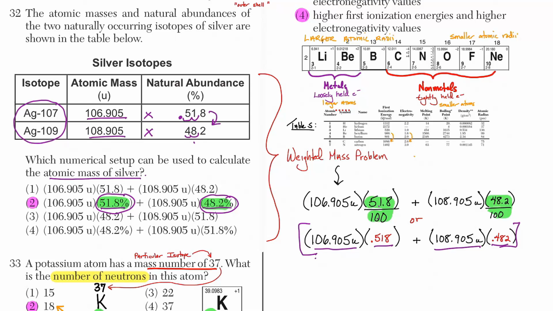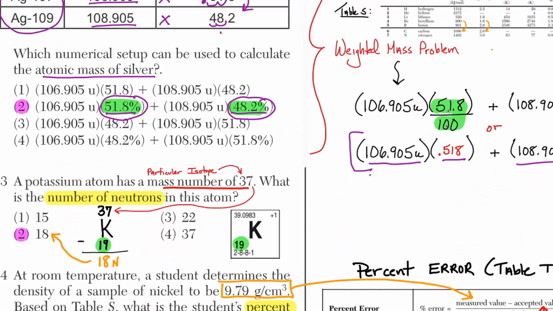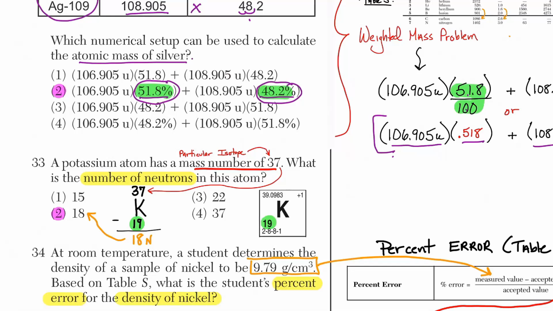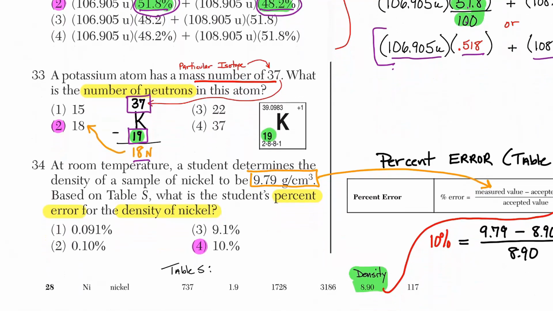So, number 32. Again, a weird way to do that problem, but again, I see this question all the time in your free response. You can expect this question. Make sure you understand it. Number 33. The mass number is 37. What's the number of neutrons? A straight atomic structure question. We talked about this skill. The mass number is on top. The number of protons is in the bottom. Since the entire mass of the atom is protons and neutrons, from Table O, 37 minus 19 is 18 neutrons. Very simple.